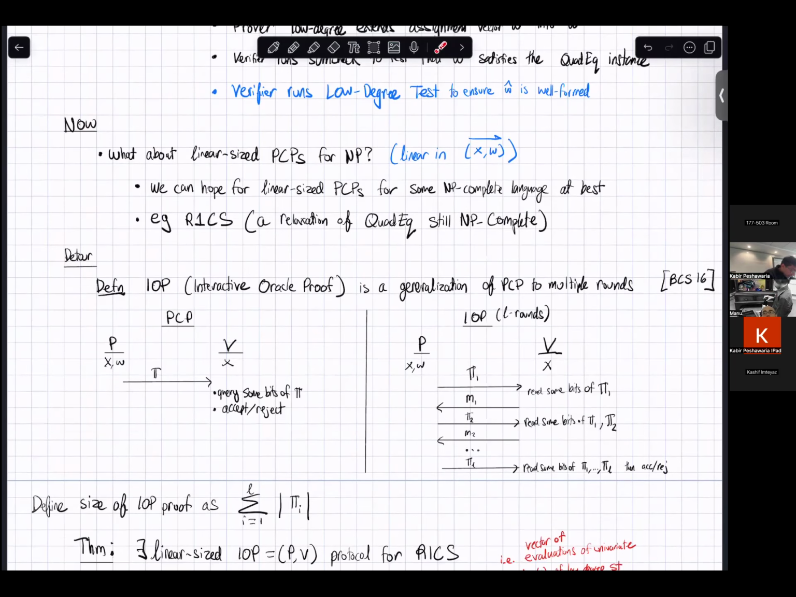Cool. So let's make a slight detour and let's talk about IOPs. IOPs are basically a generalization of PCPs to multiple rounds. They're still an information theoretic protocol between a prover and a verifier. And I think the picture speaks 1,000 words here. The prover can send a proof string, the verifier can send a message, proof, message, etc.